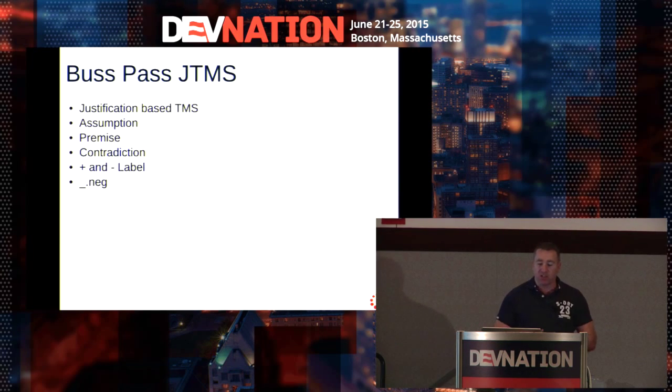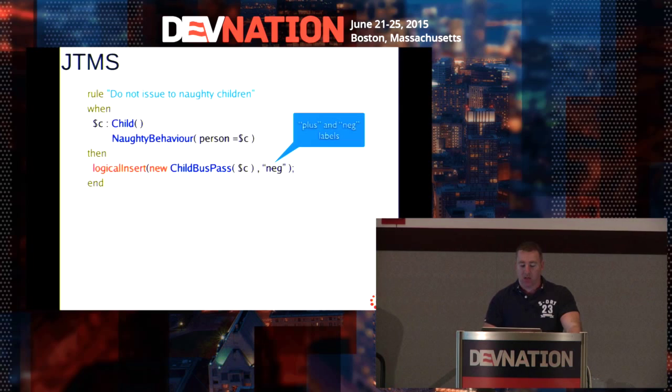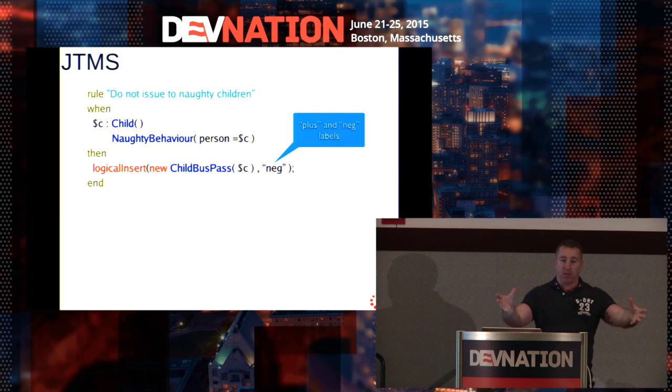I'm going to introduce something here called JTMS. And if I have time, I'm going to touch on a very complicated example, but very cool. So JTMS is an extension to the truth maintenance, the logical insertions you just saw. And you can give a plus or a minus label, what we call a neg, to a logical insertion. So what does that mean? When I do a logical insertion, I can actually do a contradiction to this. A contradiction means that that logical insertion will not appear within the engine.